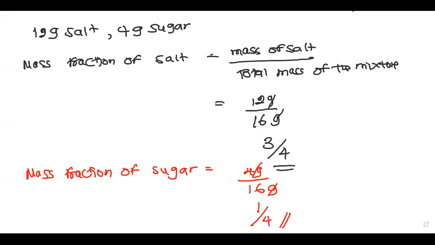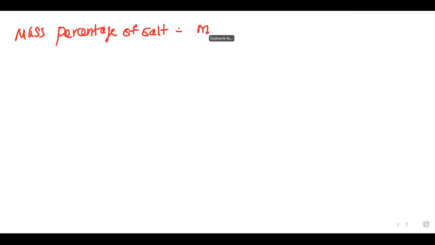Then they ask us to express this composition as a percentage. What we have found already is a mass fraction. So you need to provide this mass fraction as a percentage. So then we can write the mass percentage of salt.